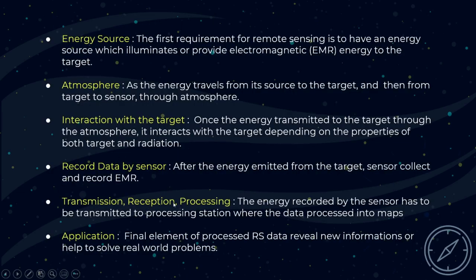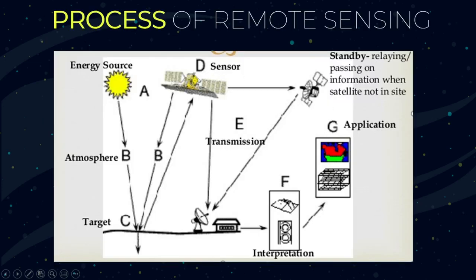Then transmission, reception, processing. The energy recorded by the sensor has to be transmitted to the processing stations where the data is processed into maps, which means the data collected by the sensor is transmitted to the ground station where the data processing takes place. Here, the collected data is converted into an understandable format, which means by processing and doing some interpretations and making final maps for particular applications to solve real world problems.